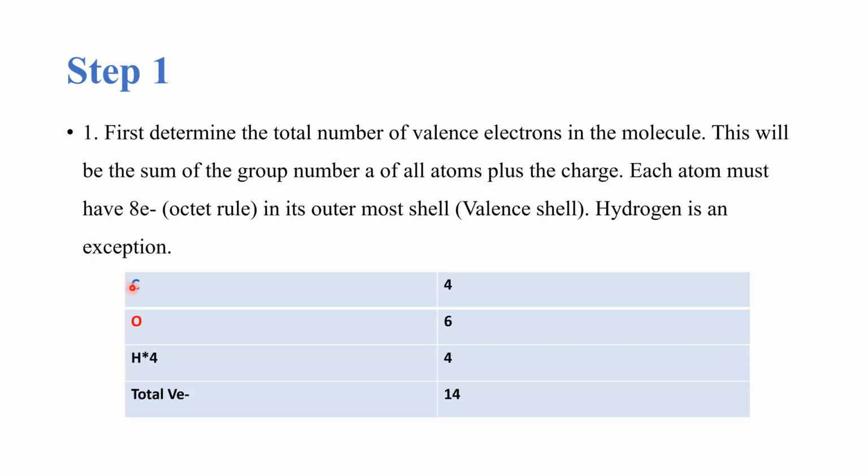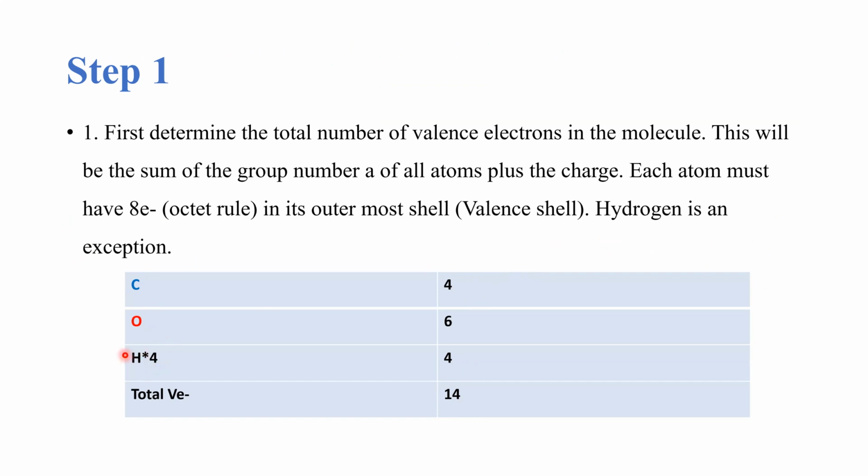So the very first thing is you have to calculate the outermost valence electrons for each atom, and then overall we will calculate for the whole molecule. So we know there are three elements, three atoms, present in that molecule: carbon, oxygen, and hydrogen.